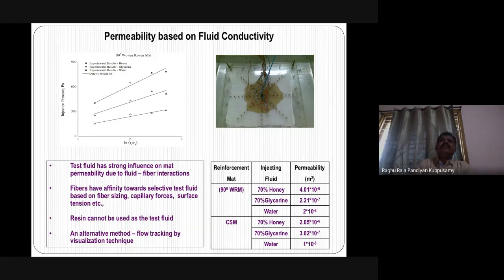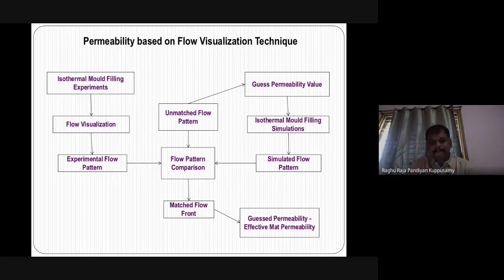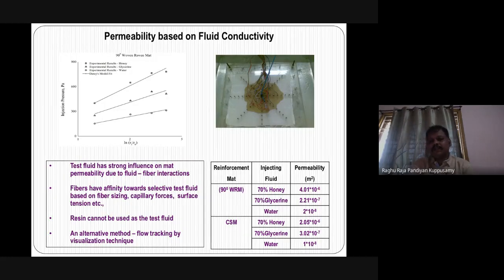So we cannot use this data for the simulation tool, because I need only one permeability value for the fiber mat, which describes how the resin is allowed through the fiber mat. That is the very important thing, rather than having these different permeability data with the different test fluids used. So that's why this method is not that appreciable for use in a simulation environment.